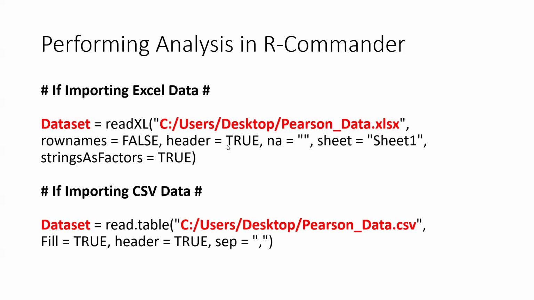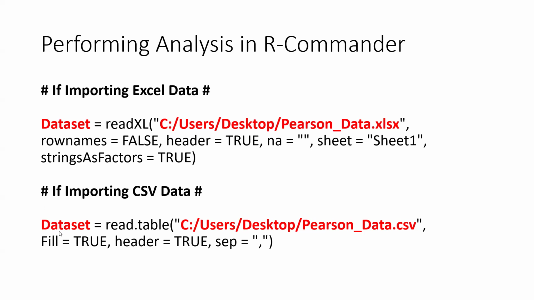Header equals true is indicating that the first row, as we go across the top to those particular columns, contains the name of the corresponding variable. Sheet equals sheet1 is informing R that we want to use the first sheet of our Excel workbook. That's what we'd like to import. Maybe we have data on multiple sheets of the workbook, but we're only interested in importing the first sheet, and just leave stringsAsFactors equals true.